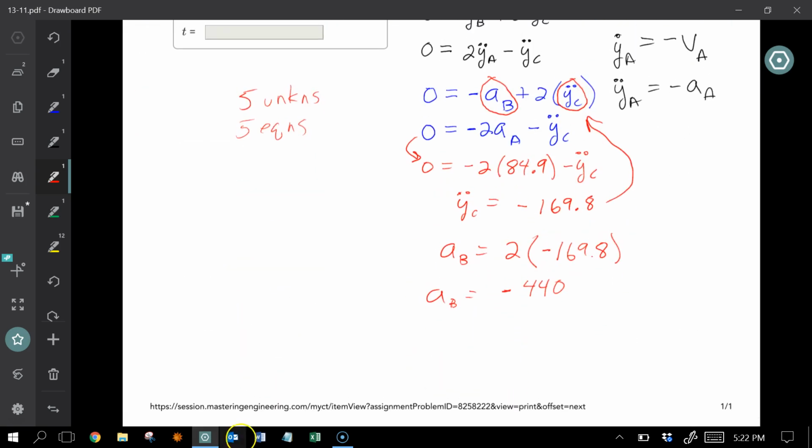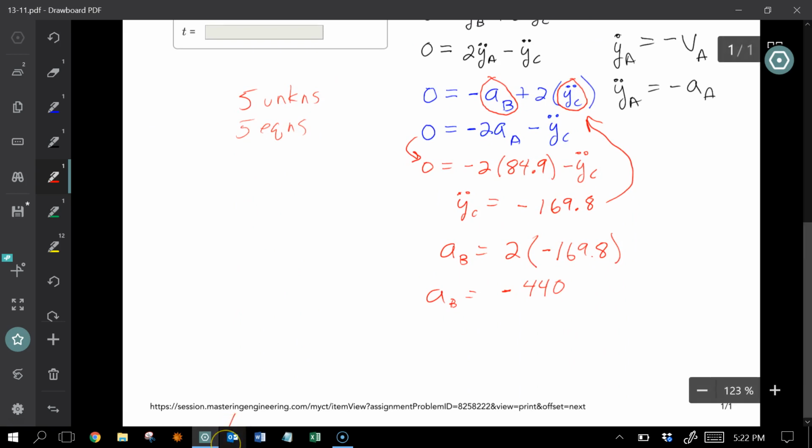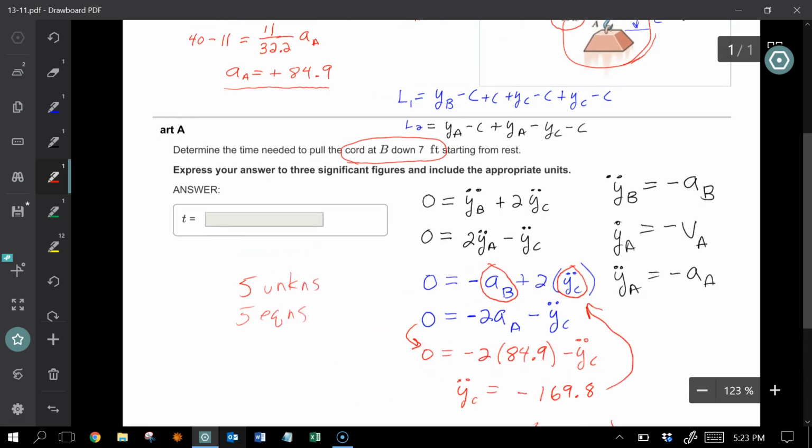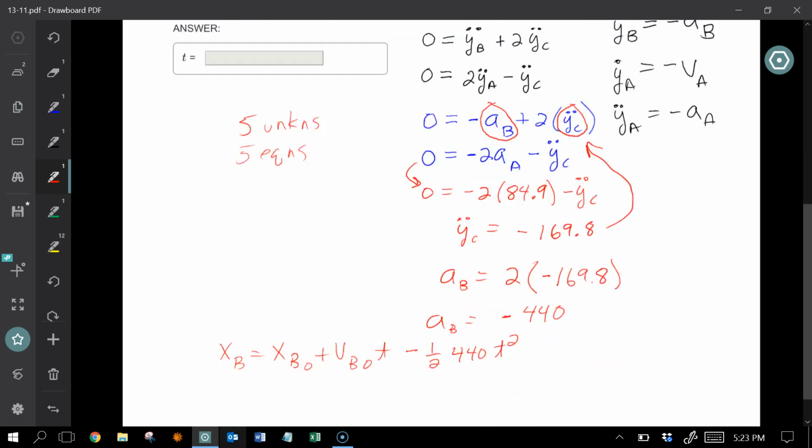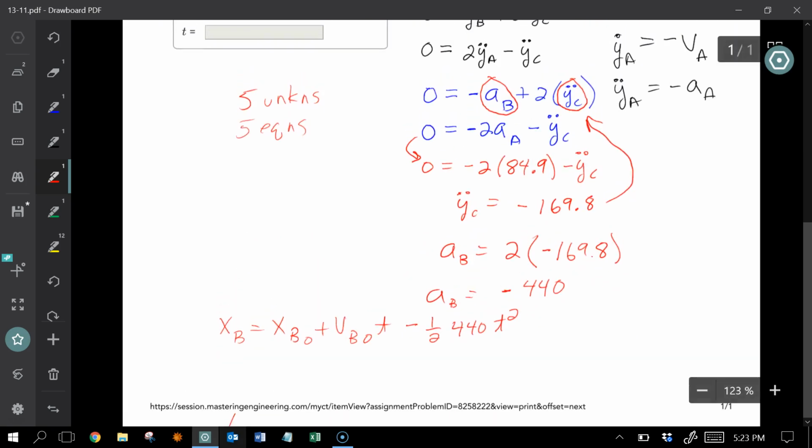Is it constant? Yes, it is. So let's use this formula. The position of B equals initial position of B plus initial velocity of B times time plus 1/2, so that'd be minus 1/2 440 times time squared. So what they want me to know is how long does it take to go 7? So what's the x? We'll put the origin at where it starts. So it went down 7. It started out at the origin. It's at rest when it starts. Minus 1/2 440, that'd be 220 times time squared. So what we have is t is equal to the square root of 7 divided by 220, whatever that is. And that's it.